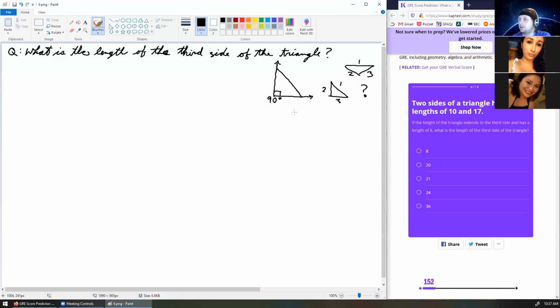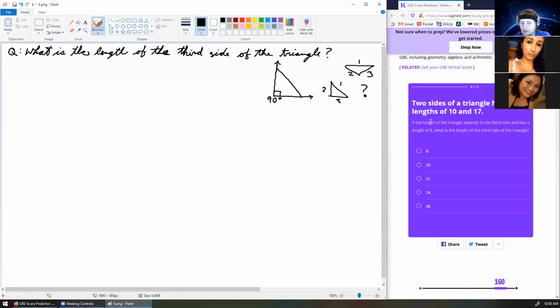Okay. So there is a little bit of information in the problem that tells us a hint about what this triangle looks like. The height of the triangle extends... So would that be the longer side extends to the third side and has a length of 8? Right. So I think that sentence is the clue.